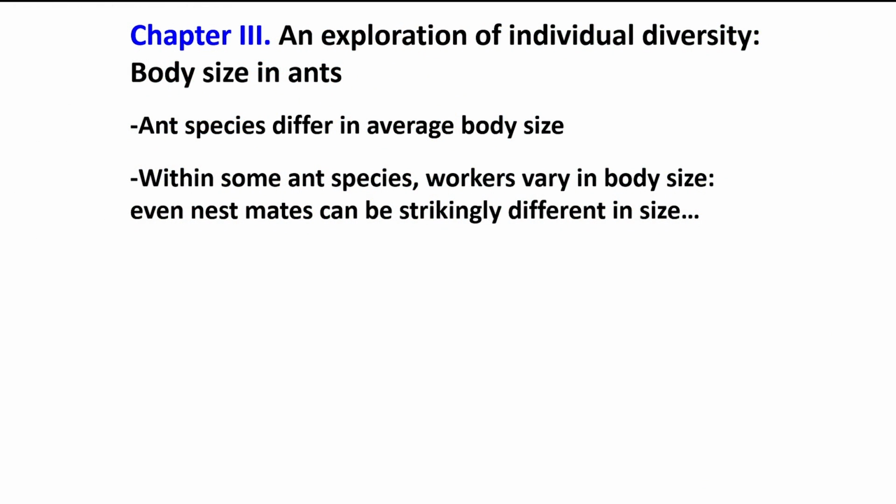Okay, so let's move on to the third chapter, and this is going to be an exploration of individual diversity, and we're going to be looking at the effects of body size in ants. And what we observe is that ant species differ in their average body size, and within some ant species, workers further vary in body size, and even nestmates can be strikingly different in size. So we were interested in testing whether body size predicts thermal tolerance.